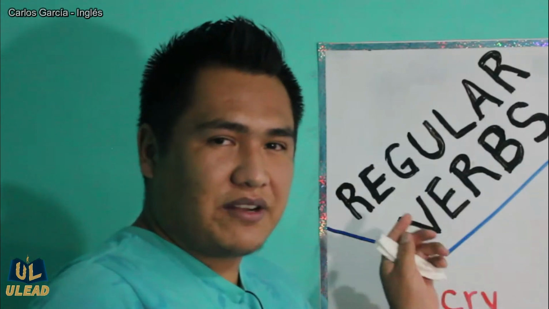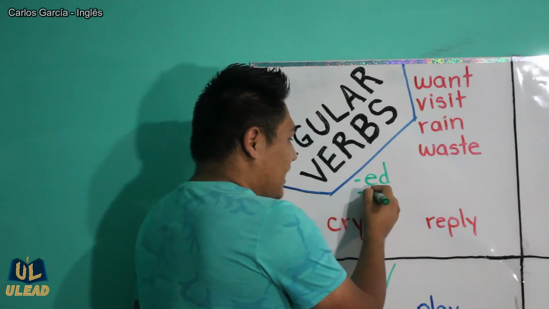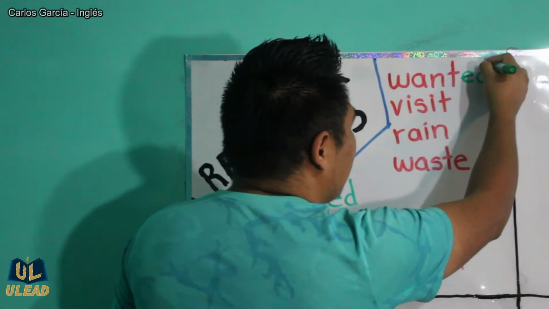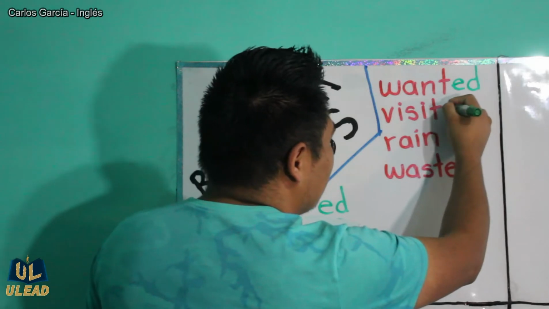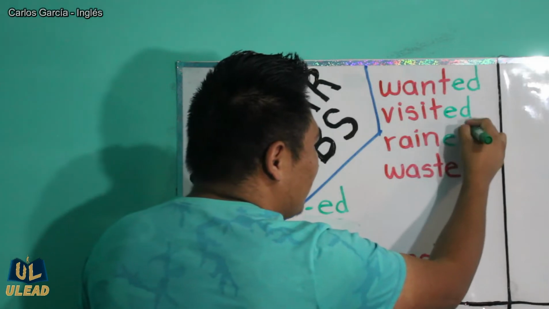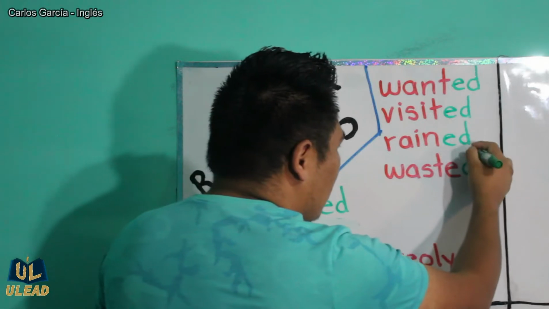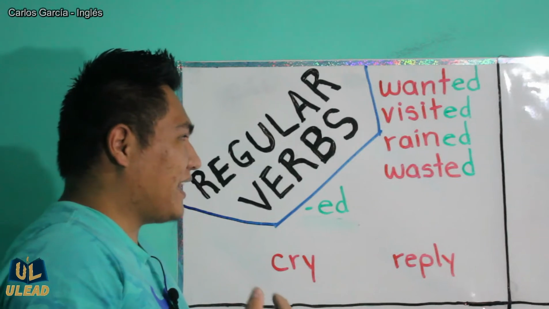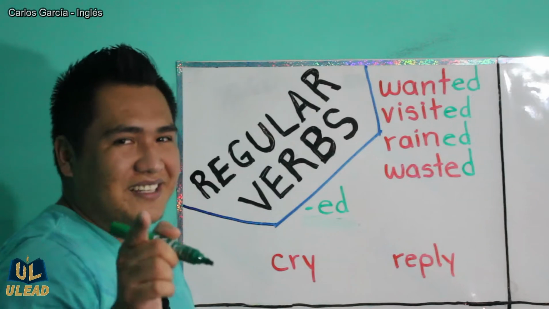The ending of the regular verbs is just adding ed or sometimes just adding the letter D. Okay? For example, want becomes wanted. Visit becomes visited. Rain becomes rained. Waste becomes wasted. Okay? That's pretty easy. So you can guess right now that it's not gonna be so complicated, right? I'm lying. It is complicated.